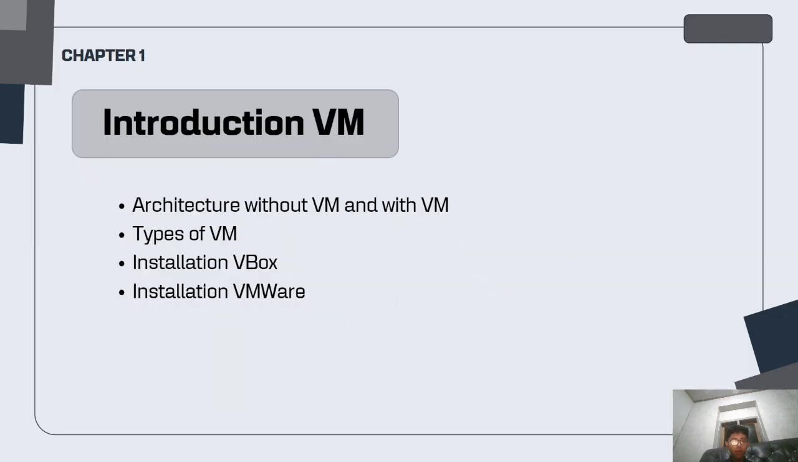For chapter 1, which is the introduction of virtual machine, I will explain about the architecture with or without virtual machine, and then the types of virtual machine, and I will do the practice of the installation of VirtualBox and the installation of VMware.